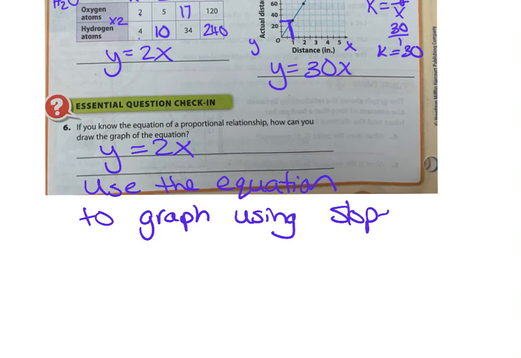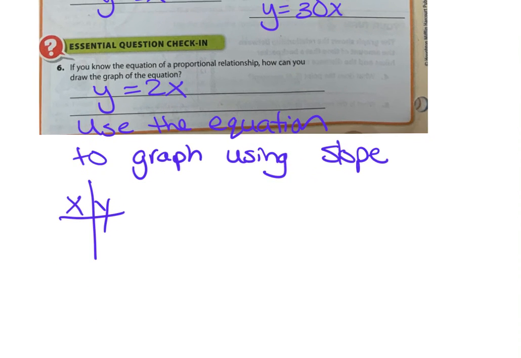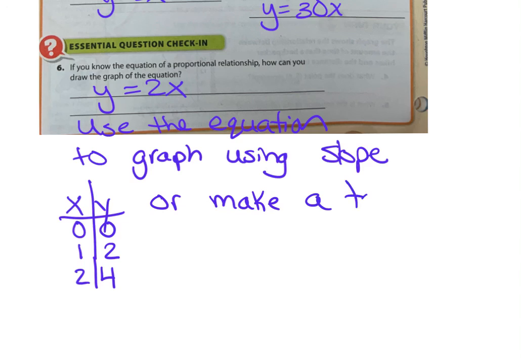Or you can use it to make a table. I could do input, output. Remember when we did this? X, Y? When X is 0, what's Y? 0. Okay. When X is 1, what's Y? 2. When X is 2, what's Y? 4. Okay. So you could use the equation to graph using slope or make a table. And then you would just graph it.